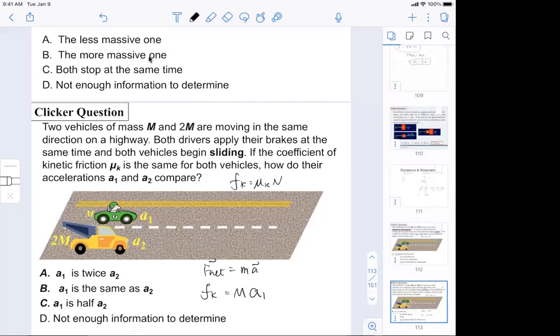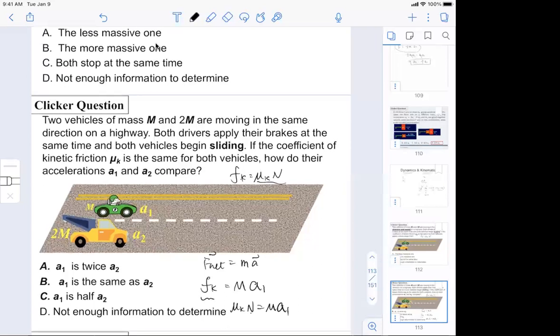Okay, and what is friction? Friction is mu k times the normal force. So friction is mu sub k times the normal force, equals m times a1. So what is the normal force acting on car one right now? Normal force is m1g. Yes, mg. So mu sub k times mg is m a1.